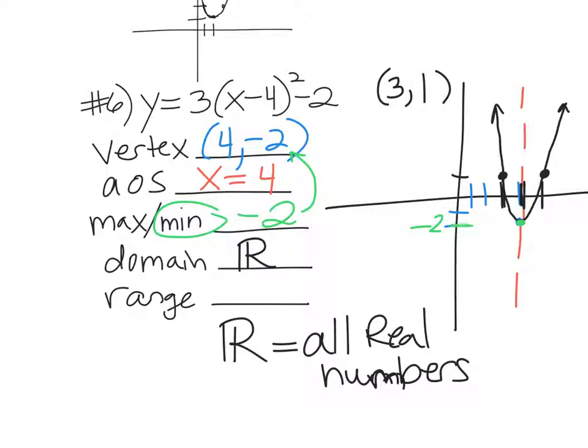Now the range are the y values. So let's look on this graph. My y values are nowhere to be seen down here. Do you see how they're not on the graph? My minimum, the smallest y value I have, is -2, and then everything goes up from there. So my range will be all of the y values that are greater than or equal to -2. So if it's a minimum, -2 is the smallest and everything's above it. If it's a maximum, it's everything below it. Okay? You see the difference, maximum, minimum? So y is greater than or equal to -2.